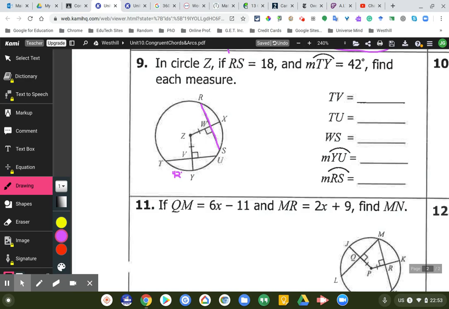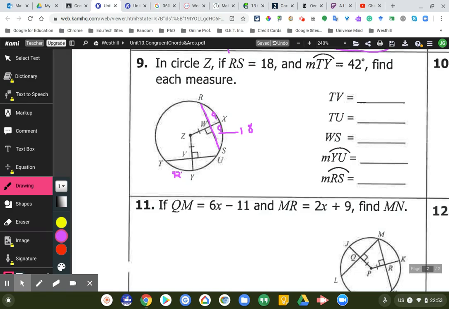Okay, great. So, TV, 32, RS, sorry, is, okay, remember, this is 18. So what's half of 18? 9, right? So we got 9 right here.